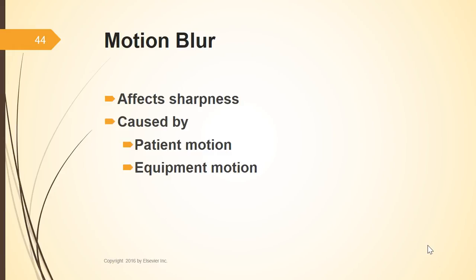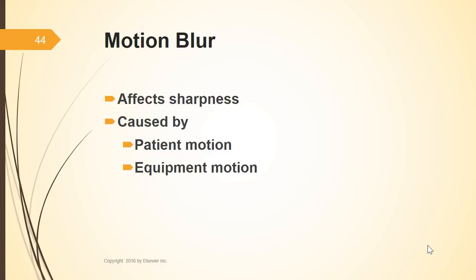It's caused by your patient motion or your equipment motion. Now, sometimes the patient motion cannot be controlled and you shouldn't have any equipment motion, but it does happen. Since we're able to shorten our time with today's equipment, there's less motion interference, but it can still happen. So you need to be aware of your patient as well as the equipment whenever you go to take a radiograph. That motion blur will affect your sharpness of your image.